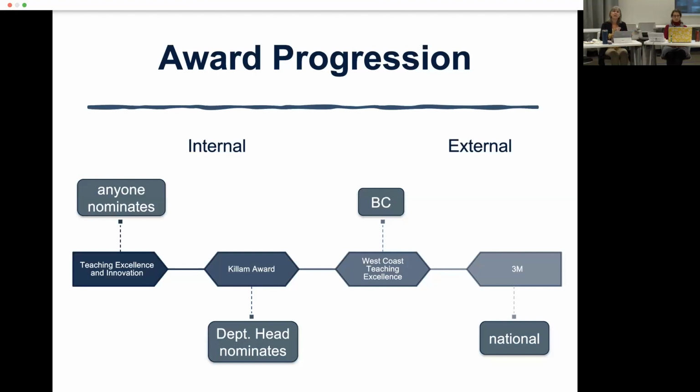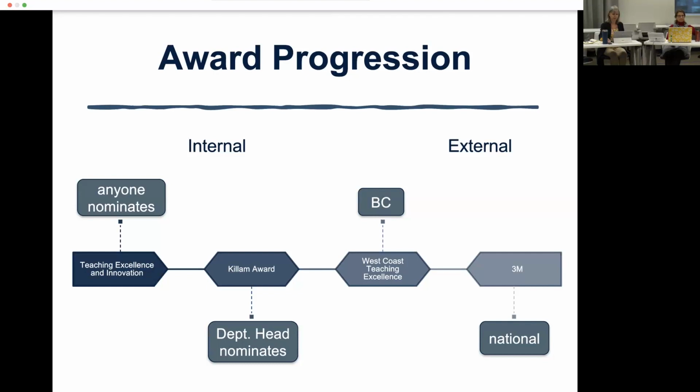So what we're looking at right now is that we have the Provost Teaching Excellence and Innovation Awards, and we have some past winners here. Anybody can nominate someone for those awards. Sometimes the nominations come from students, sometimes they come from other faculty members, and then those will come in, and the deadlines and everything is on the website.